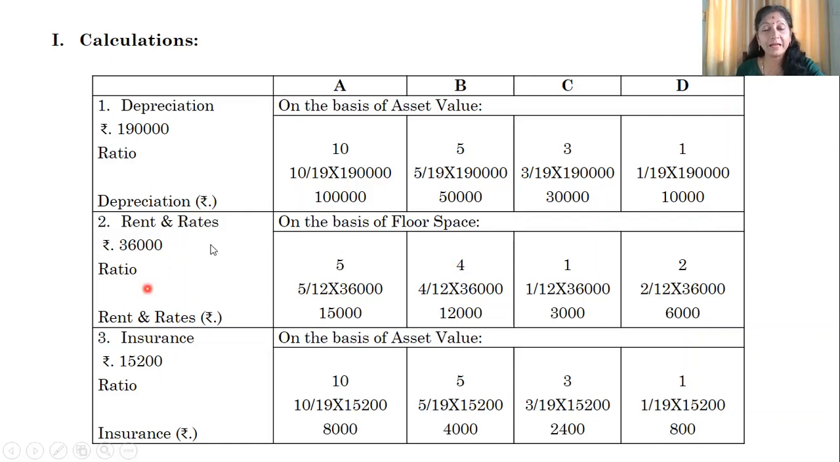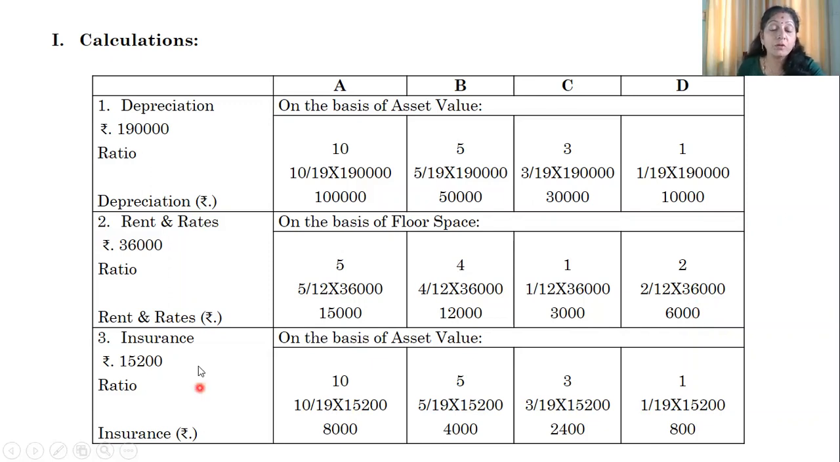Next, I move on to rent and rates. Rent and rates given in the problem is 36,000. It is on the basis of floor space. The ratio as calculated using floor space is 5:4:1:2. Here we are doing the calculation and allocating the expenses to various departments. 5 divided by 12 into 36,000, we will get 15,000. Then 4 divided by 12 into 36,000, we will get 12,000. Then 1 divided by 12 into 36,000, we will get 3,000. Then 2 divided by 12 into 36,000, we will get 6,000.